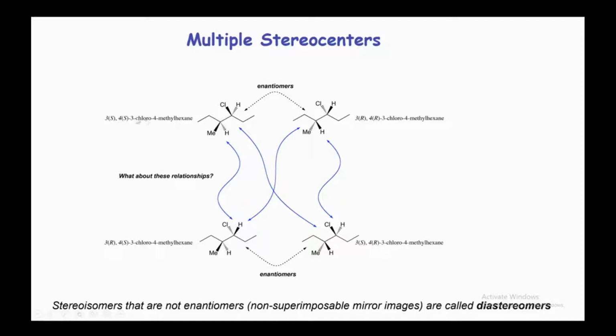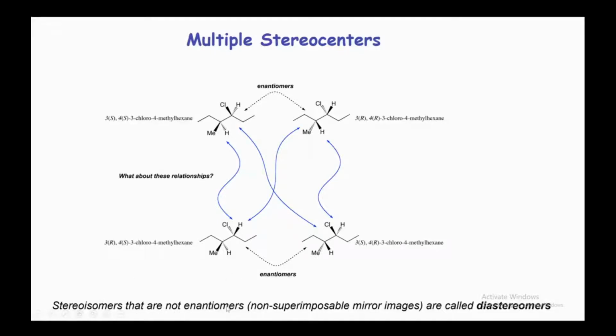So we have to assign the configuration. It is R or S. Definitely it is S, and this is also S, and this one is R, and this one is R. So the left hand compound and the right hand compound are enantiomers to each other. Now if we look at the bottom one, this is R and this is S, and this is R and this is R, and this one again. So these bottom and top are enantiomers, but what about the others?